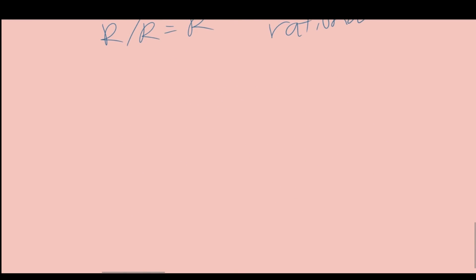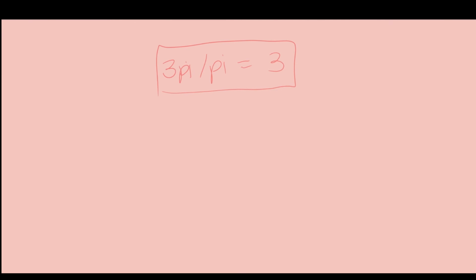Let me change colors here. All right, so let's say we had 2 irrational numbers. Well, let's see what happens. Let's say we had 3 pi divided by pi. So both these numbers are irrational. Equals 3. Well, 3 is rational. So this is interesting because there might be a pattern forming here.